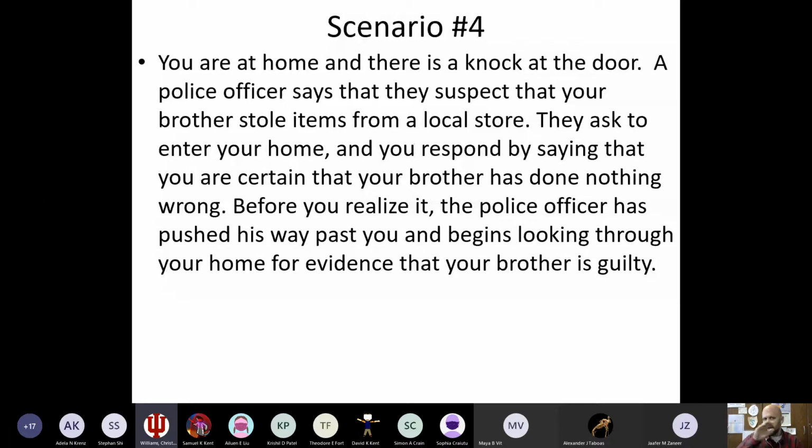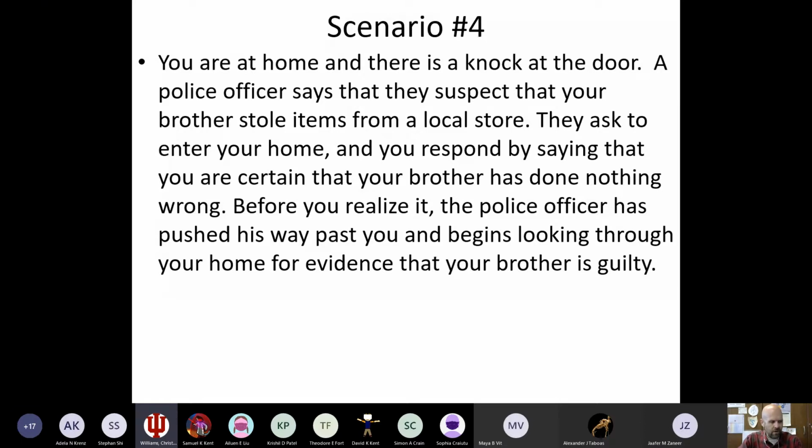Okay, so let's add on to this a little bit, and let's say hypothetically that there was evidence found that actually proves that your brother committed the crime. If any evidence is found under the circumstance in this scenario, it would be ruled what's called inadmissible, which means if they found any evidence, they could not use it against you for that crime because it was gathered illegally. No warrant, no probable cause. Okay.